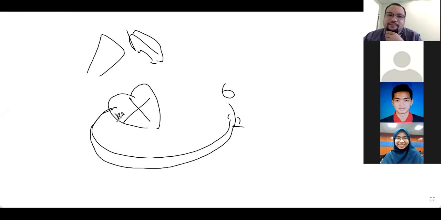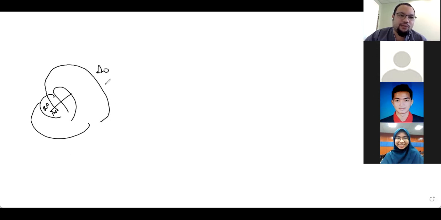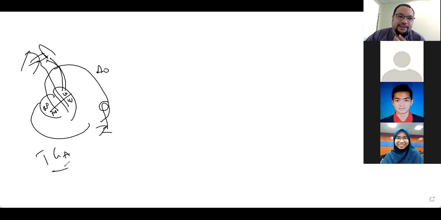Now, you remember we talked about TGA earlier? Let me redraw. So this is your heart. Blood from the body goes into the right atrium, then the right ventricle, and it goes to the aorta. Then blood from the lungs goes to the left atrium, then the left ventricle, and it goes to the PA. This is the TGA we discussed earlier.